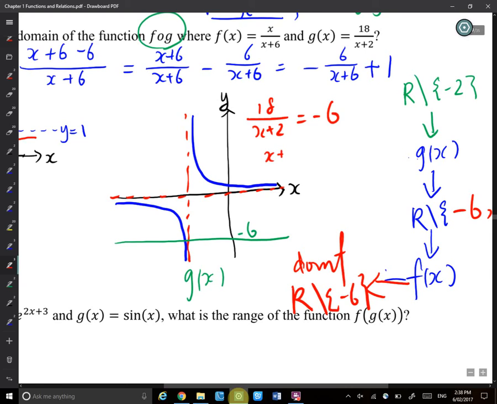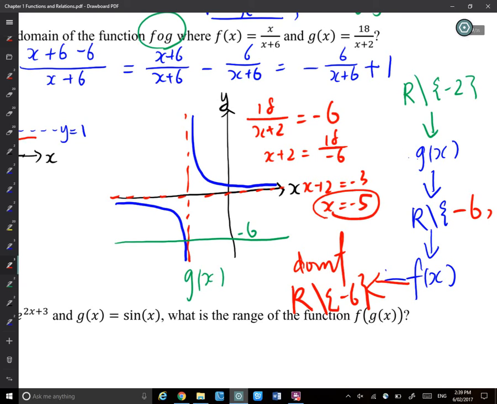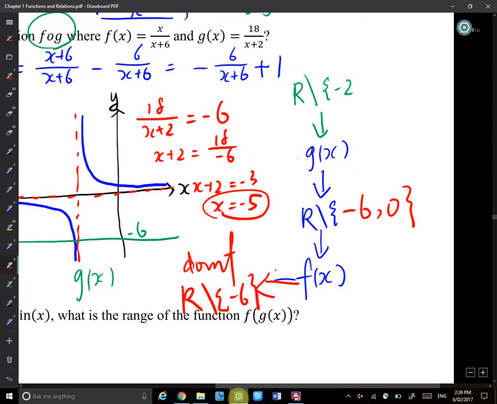So that's x plus 2 equals 18 over -6. x plus 2 will equal -3. x will equal -5. So my x cannot be -5, because x equals -5 will give me the range of -6. I don't want -6, so my domain doesn't want -5 as well.